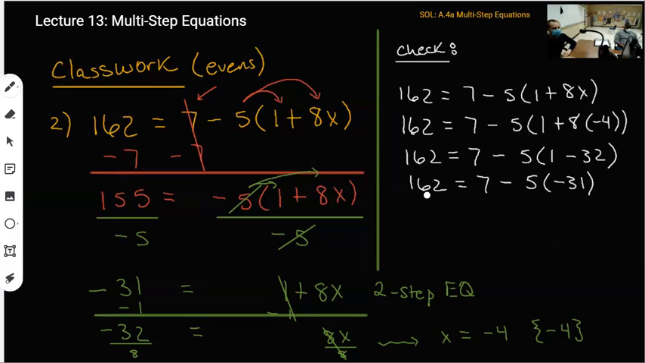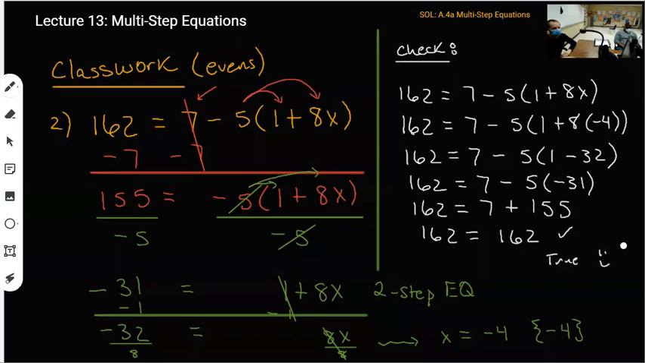I can multiply that by that negative 5, leaving the 7 alone for now. And I'm going to get a positive number because I'm multiplying by 2 negatives. It's going to be 155. So then I get 162 is equal to 162. So I get that true statement again. So that's how I know that negative 4 is going to work, because I was able to check it and I get that true statement.